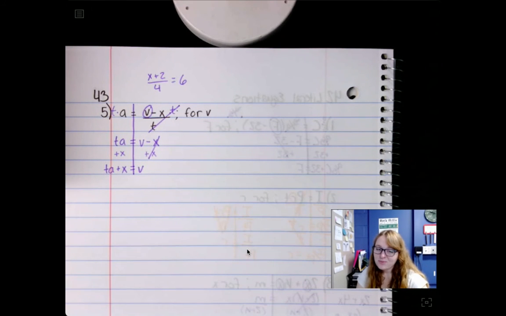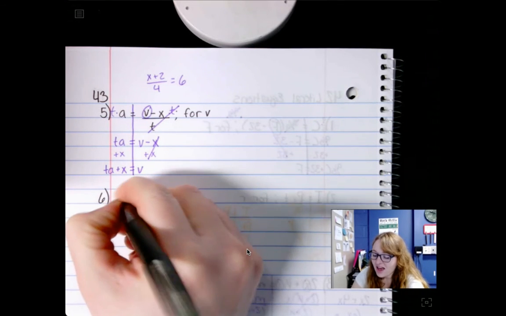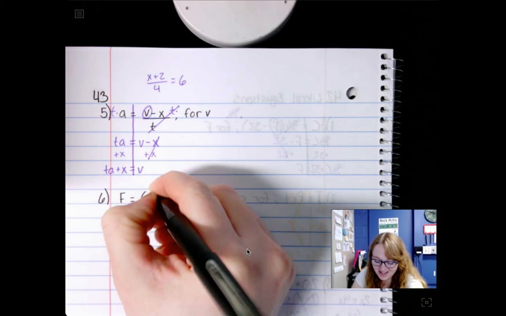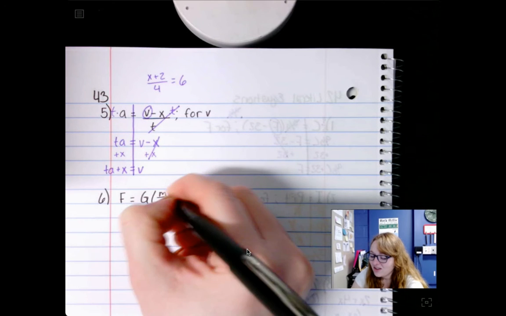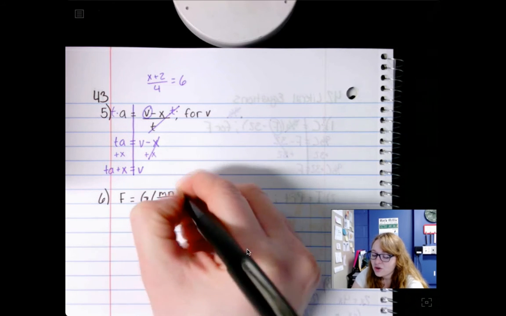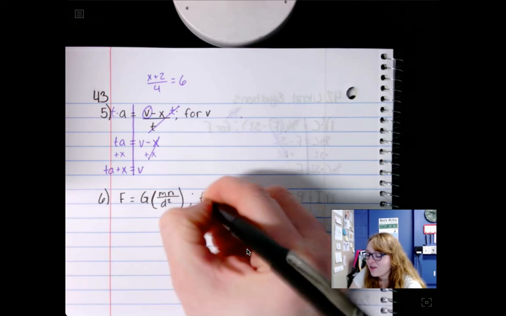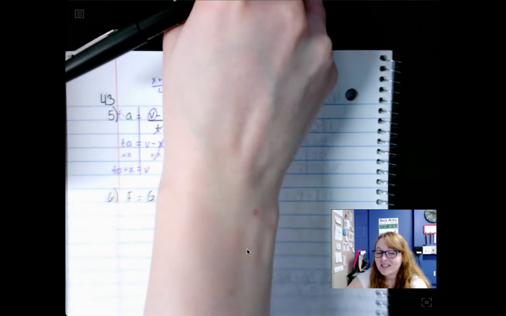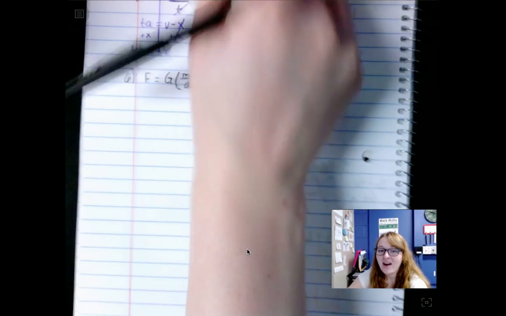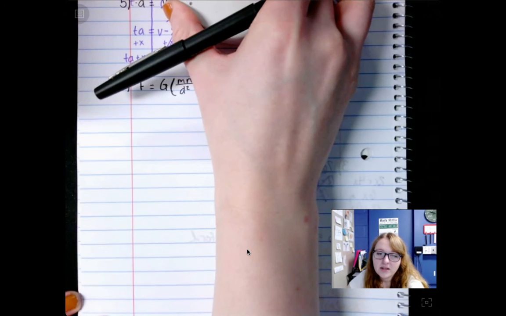And our last problem today, which is still kind of gross, number 6, we have capital F equals capital G times M times N, all divided by D squared. And of course, since I'm mean and evil, we are going to be solving for D. Not D squared, just D. So we're going to have to figure out how we are going to deal with that squared as well. All right, let me center this.